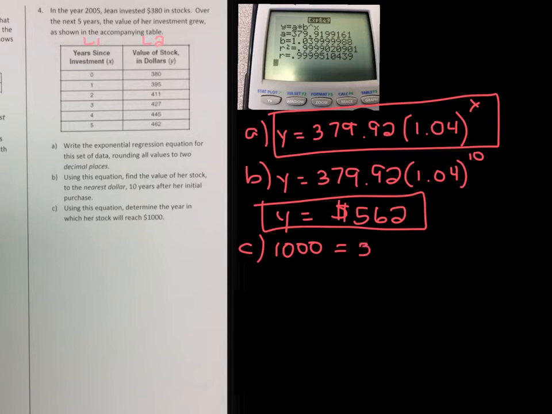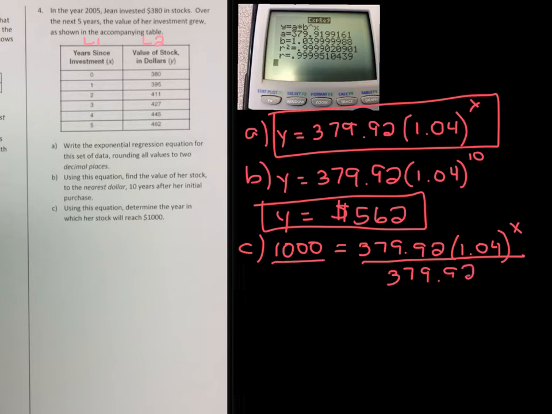379.92 times 1.04 to the x power. Okay, well, since the 1.04 is being raised to the x power, we need to get that by itself. So let's first start off by dividing both sides of the equation by 379.92.